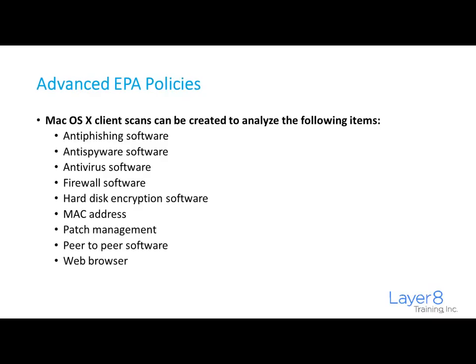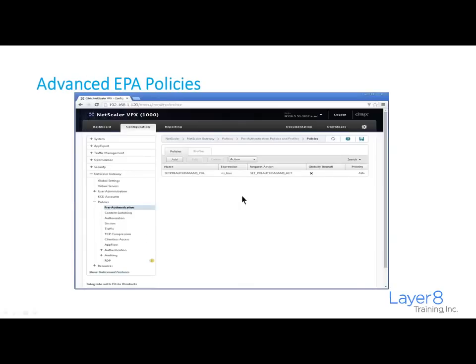And then you can see the list of supported features that I can scan a Mac for, to see if you meet certain requirements. So I could go in and look for antivirus or anti-spyware, anti-phishing software, firewall, MAC address, things like that. Okay? So they've really stepped this up in terms of what we can do. Let me show you a couple screenshots of this.